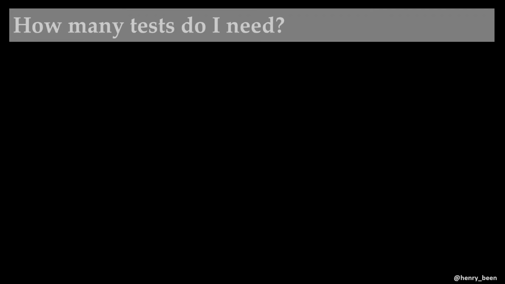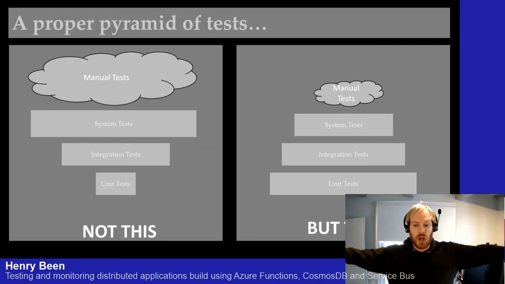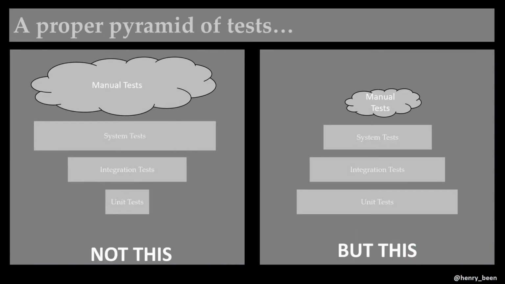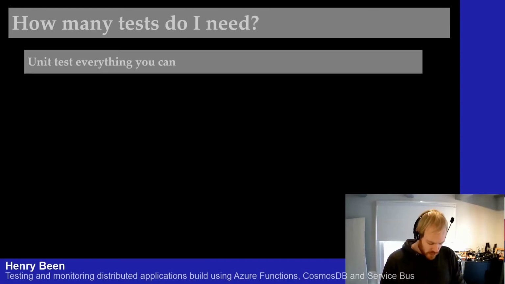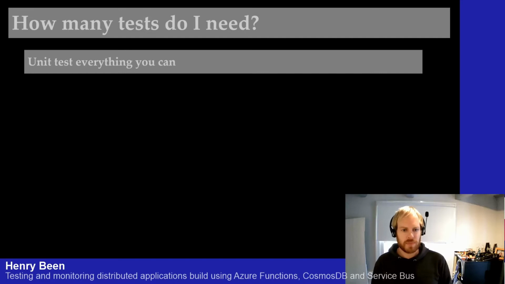Now, the question that always pops up after introducing that pyramid, which says that we want to have a lot of unit tests, fewer integration tests, even fewer system tests, and maybe just 1 or 2 manual tests, is: how many do I need of each? So my recommendations are these. First of all, unit test everything you can. If there is a requirement embedded in your component, try to put it on the unit test. And that's a very, very absolute statement, but I have found that that really works.